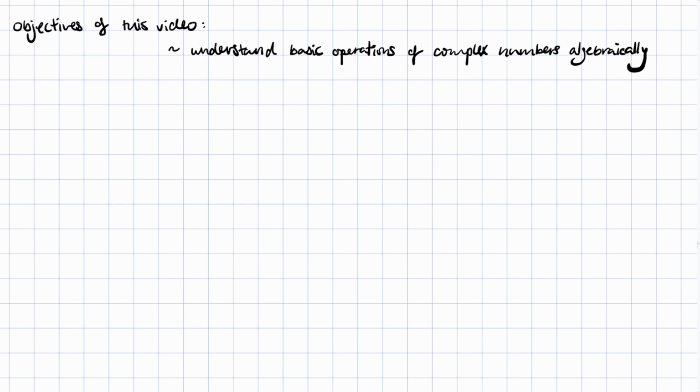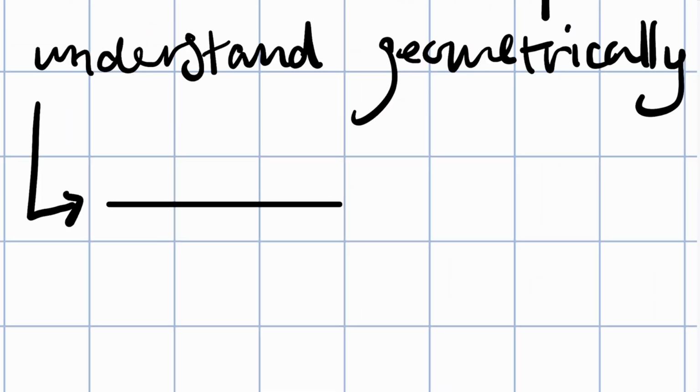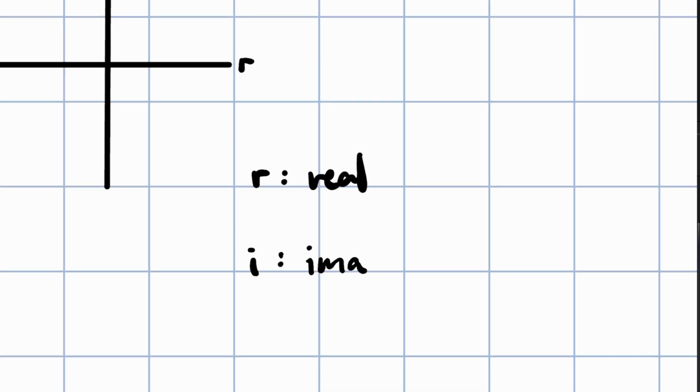The objective of this video is to understand the basic operations of complex numbers, such as the sums, products, and quotients, as well as the conjugate and division of complex numbers in the Cartesian form a plus bi. The second objective of this video is to understand that complex numbers can be represented geometrically on the Argand diagram, where the real part of the complex number is on the x-axis and the imaginary part is on the y-axis.